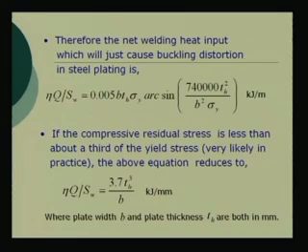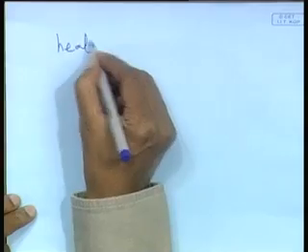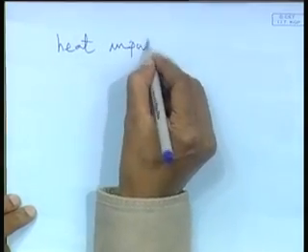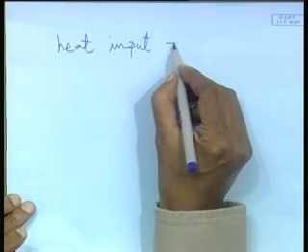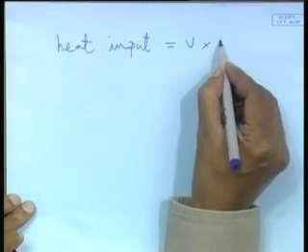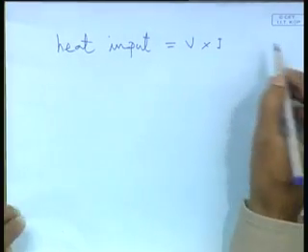Continuing with distortion mechanism and types of distortion. We have been talking about buckling distortion. So, what you saw is that the rate of heat input is an important parameter in welding. This heat input is nothing but the amount of energy being used, that is voltage into the current.